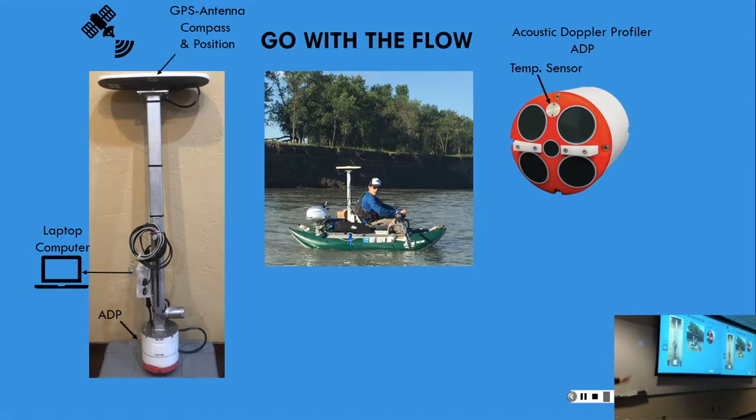So first thing I did is I got together with RDI, and we put together a system where we're using a GPS antenna that's a compass, so it gives us our orientation and our position. We wired this up specifically how I wanted it, and to a laptop computer with a data acquisition system. Because these are made to do discharge, using the discharge software you get with the instrument is very cumbersome.